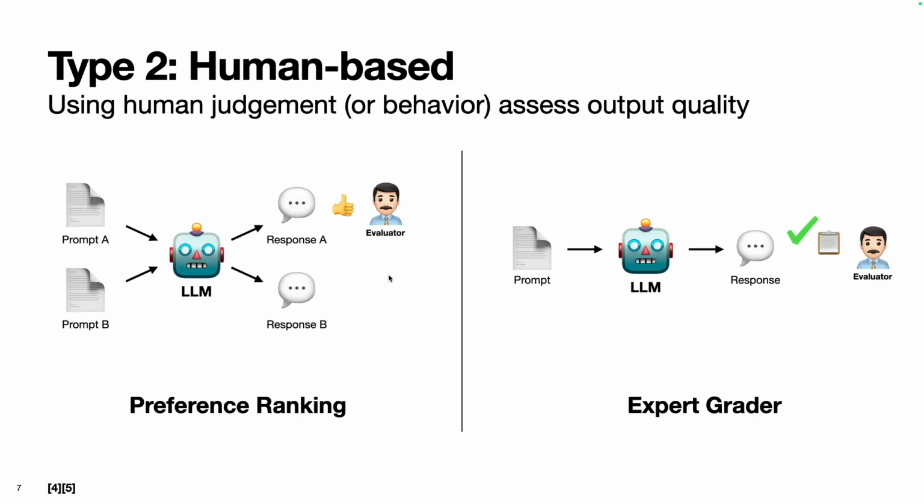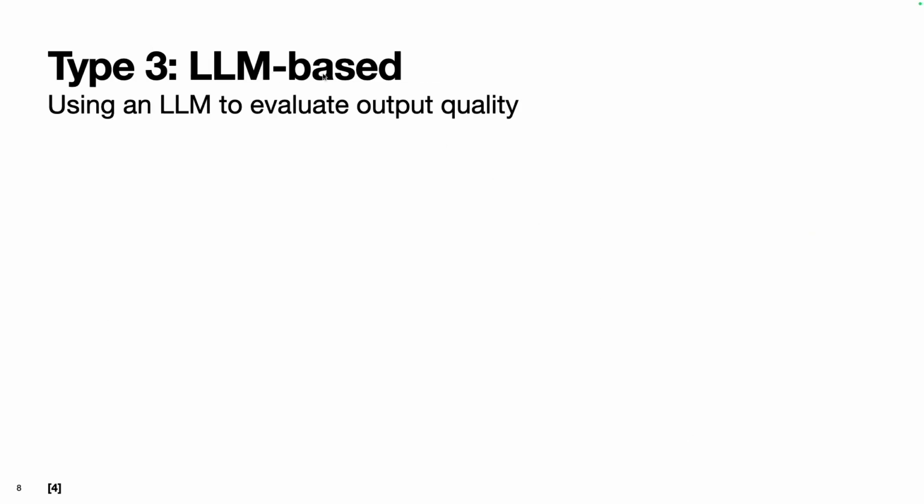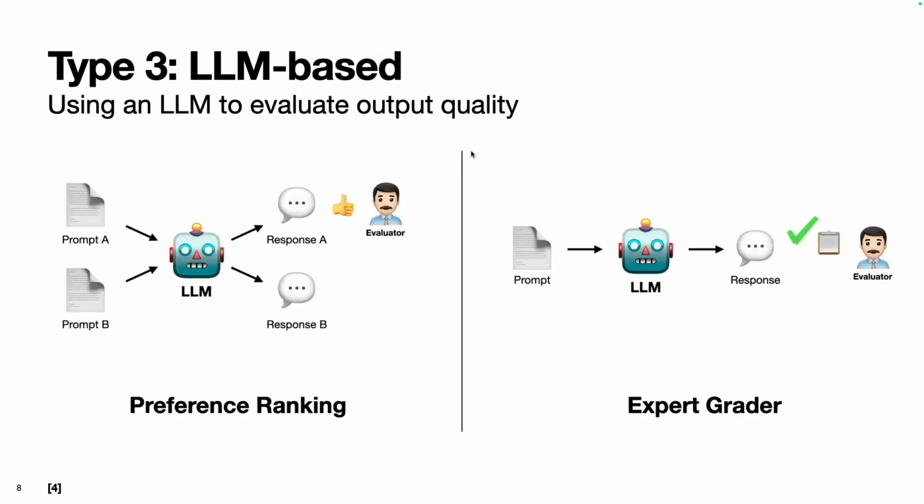The real goal of getting this human evaluation, whether it's preference rankings or an expert grader, is that they're used to enable LLM-based evals. So basically, an LLM-based eval is using an LLM instead of a human to evaluate the output quality of a model. And so we can go back to the same two approaches as before.